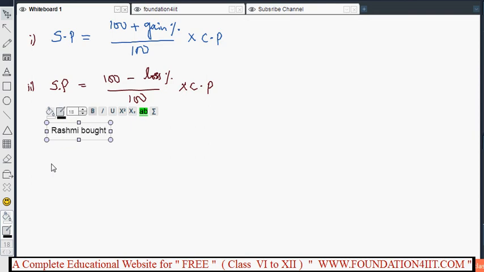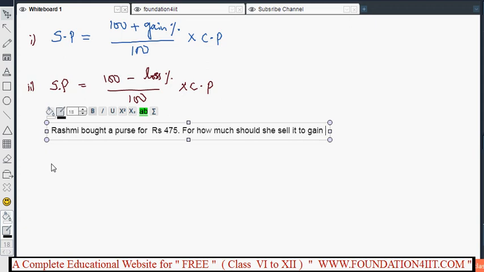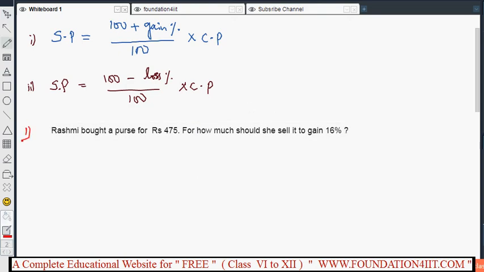Rashmi bought a purse for rupees 475. For how much should she sell it to gain 16%? Okay, this is the question. So she purchased a purse for rupees 475, and if she wants 16% profit, how much price should she sell?